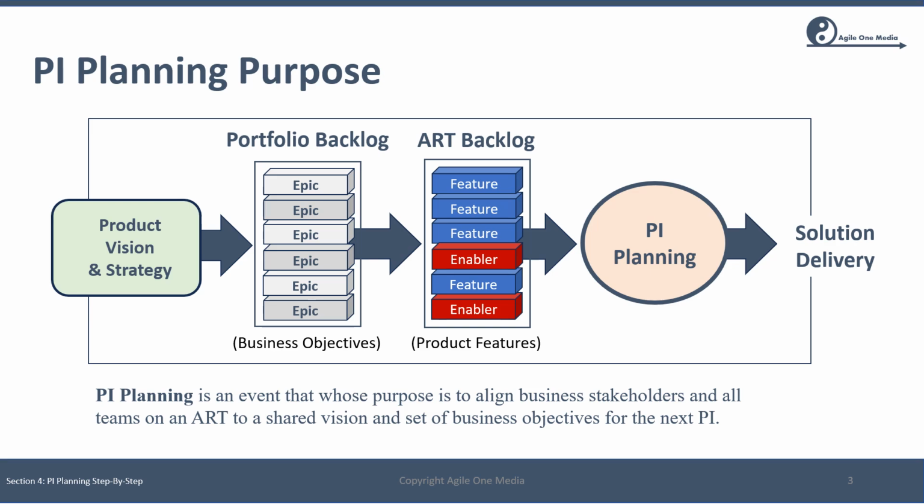So one of SAFe's core values is alignment, which requires constant communication of the vision and strategy across the organization. This is a key responsibility of the ART product manager. This helps ensure that the work being performed by delivery teams on an ART is firmly connected to a strategy and a vision.